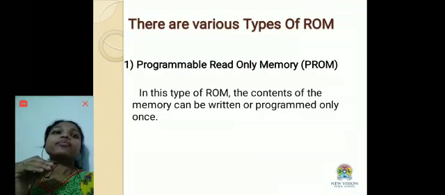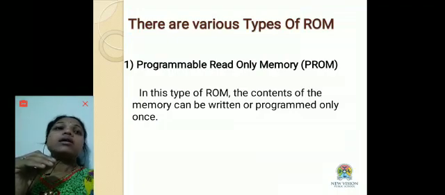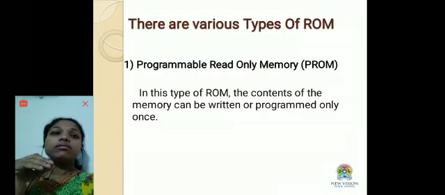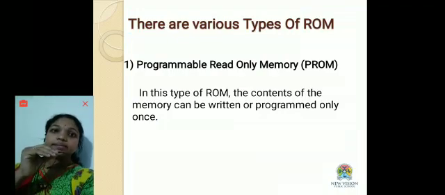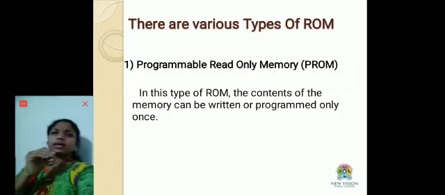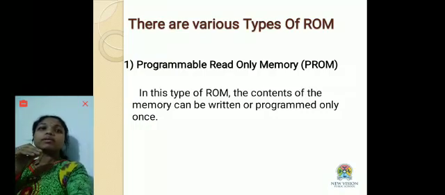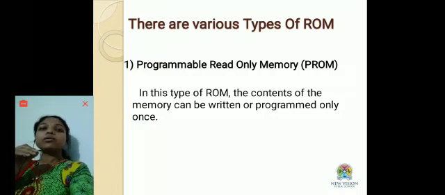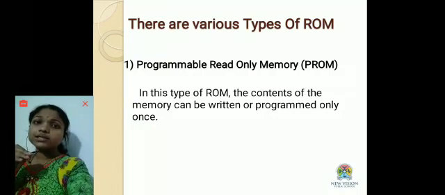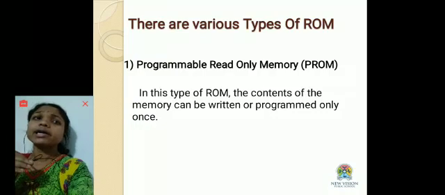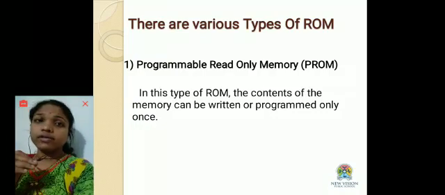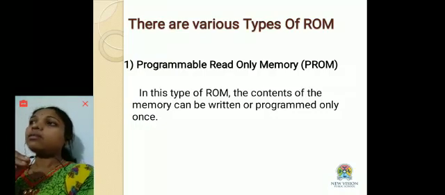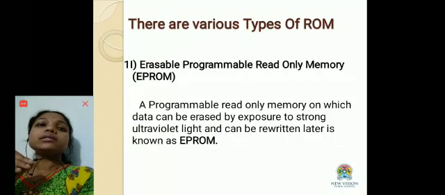Types of ROM. Okay, various types of ROM. The first one is programmable read-only memory, called PROM. In this type of ROM, the contents of the memory can be written or programmed only once. Only one time we can write the program here in PROM memory.